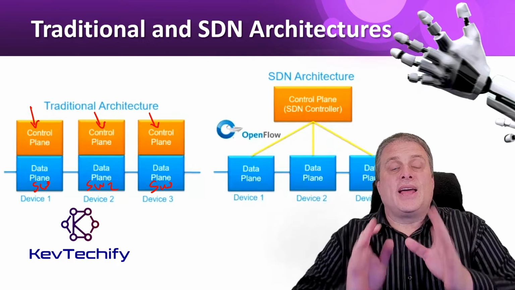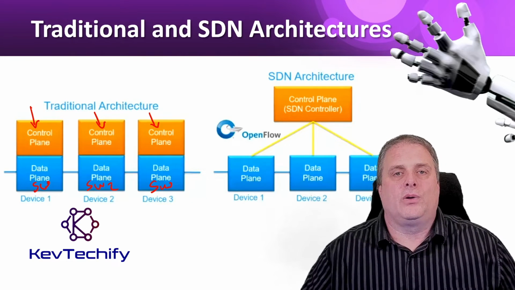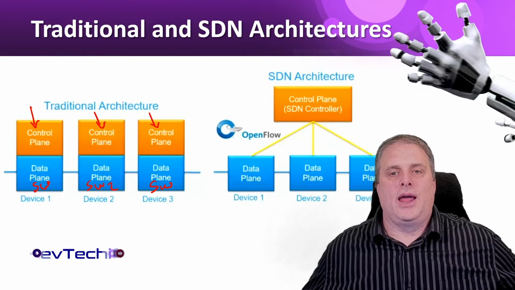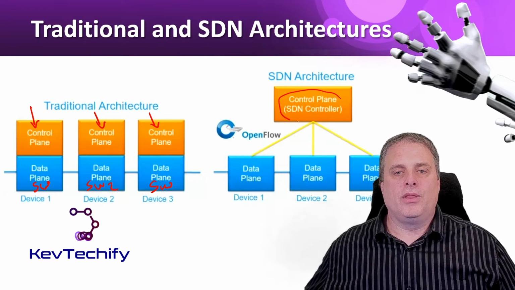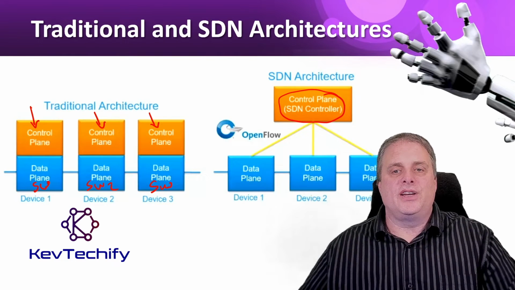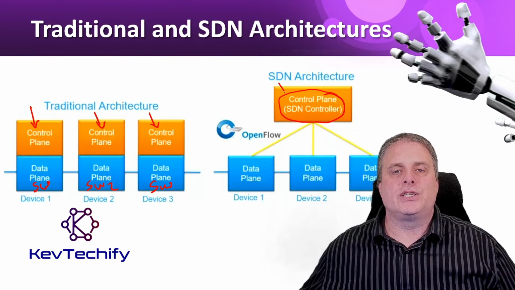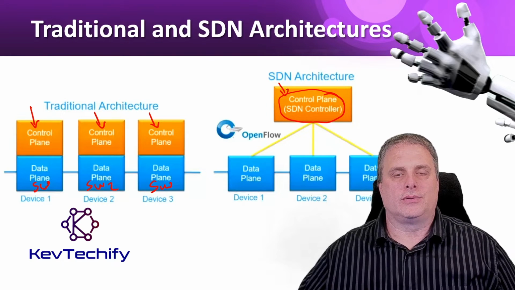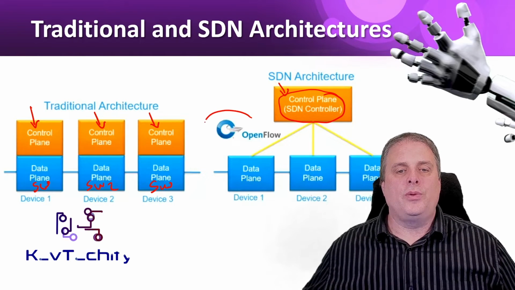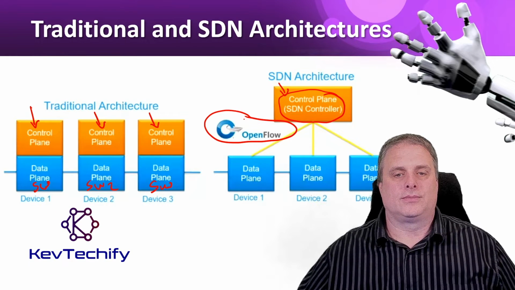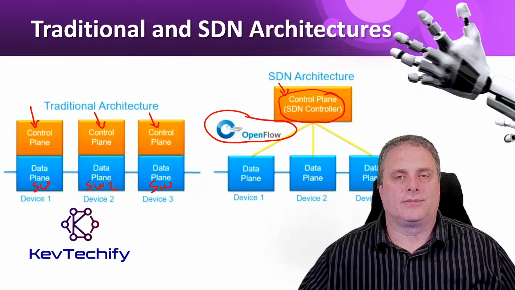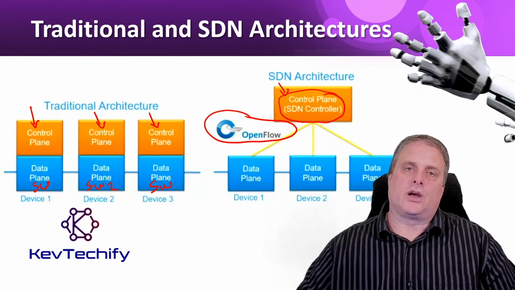In an SDN, or software-defined networking architecture, notice how that control plane has been separated from the data plane. And now those 3 separate devices can be controlled from just a single control plane or a single controller using the OpenFlow protocol. This way, these 3 switches can be programmed from a single point or a single software program.